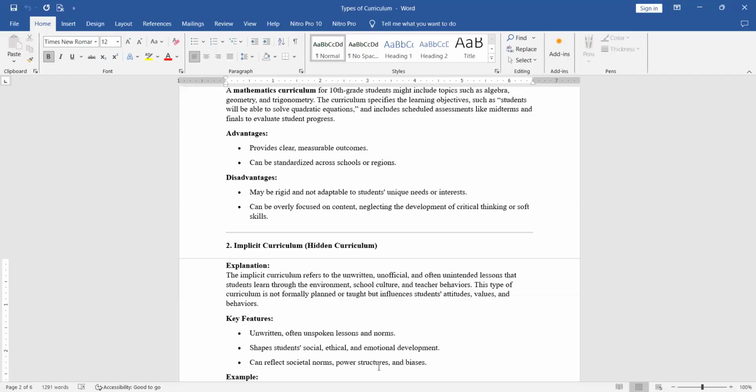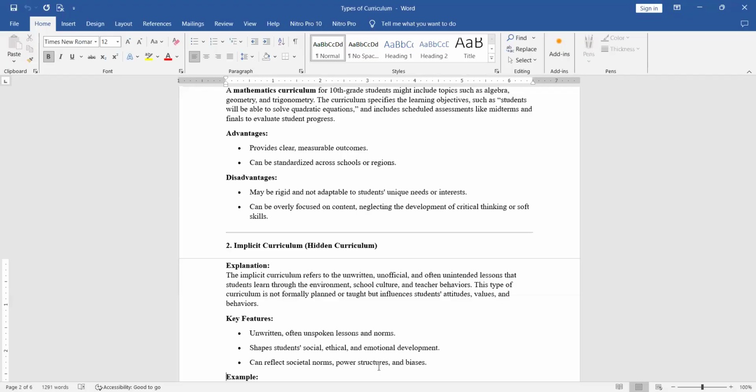Now, what is meant by implicit or the hidden curriculum? It is not written, it is not available in black and white. It is actually unwritten and unofficial, right? The schools have a hidden curriculum, implicit curriculum. It is not available in black and white, it is unwritten, it is unofficial. Often unintended lessons that students learn through environment, school culture, and teacher behaviors.